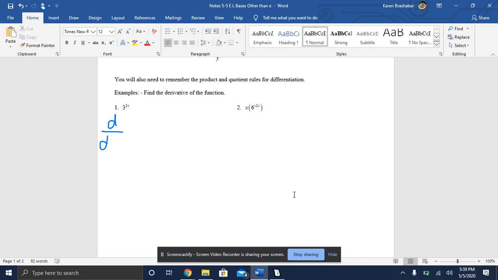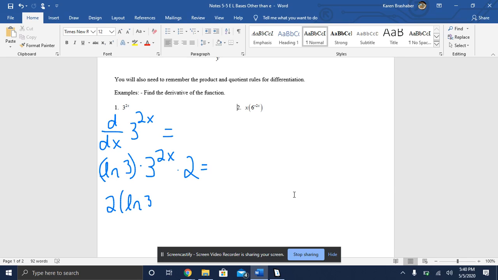So doing the derivative with respect to x of 3 to the 2x, we'll first of all do the natural log of the base. So natural log of 3 times the exponential 3 to the 2x times the derivative of the exponent 2x, and so the derivative is 2. And then just to simplify that a little bit, just rearranging things, we could put the 2 in front of the natural log of 3 and then times 3 to the 2x.